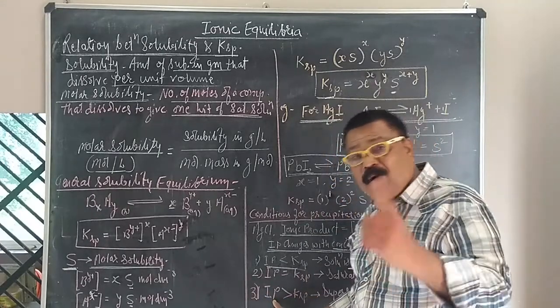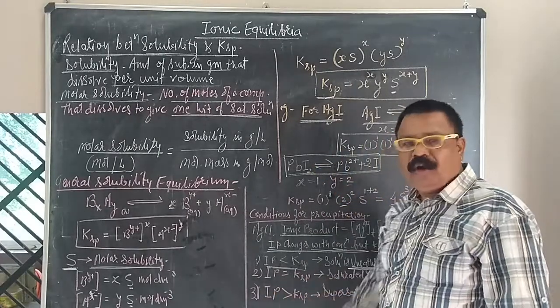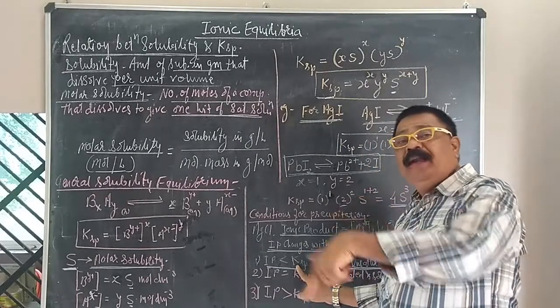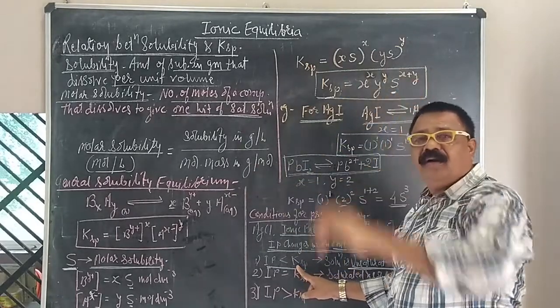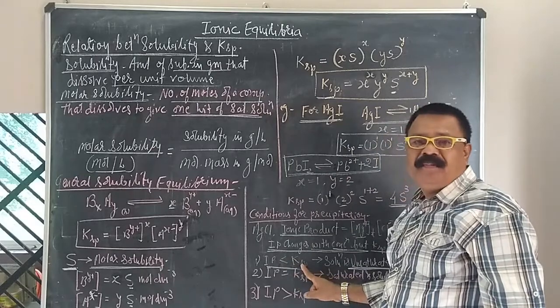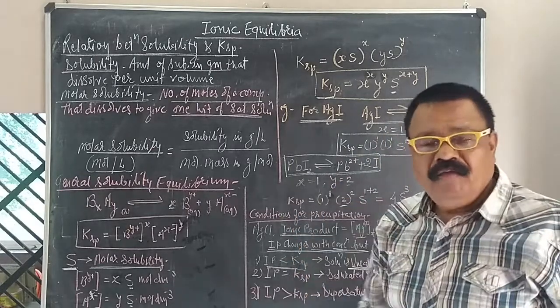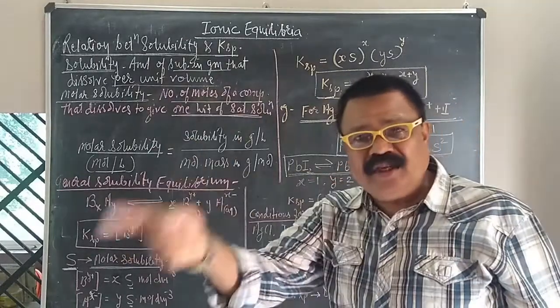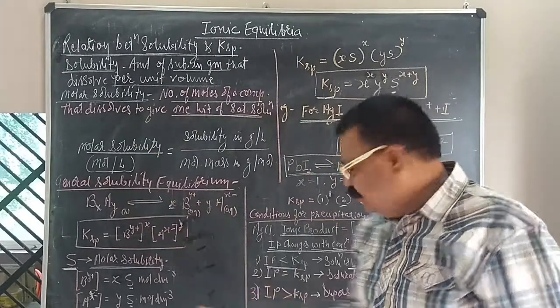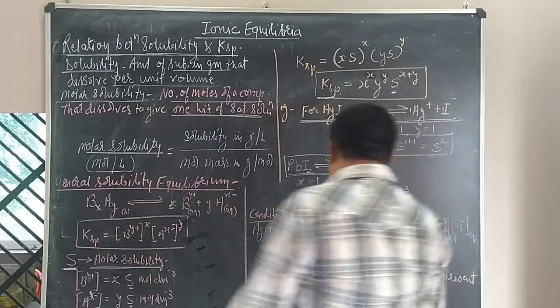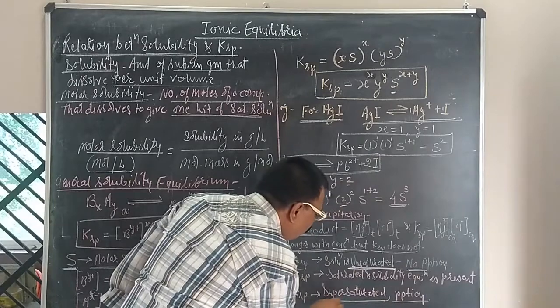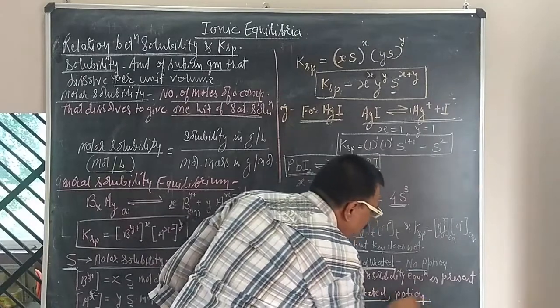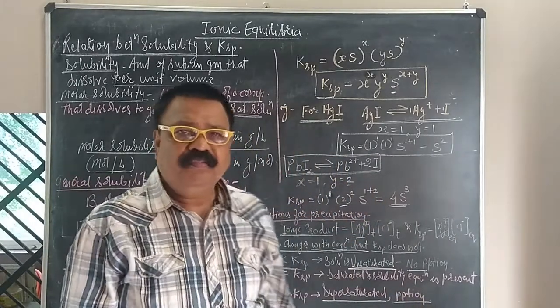When the ionic product is greater than the solubility product, यहाँ पे हमने क्या माना? Solubility product is greater than the ionic product. Ionic product is less than the KSP. अब दूसरी condition, when the ionic product exceeds the solubility product, if it is greater than the solubility product, then the solution becomes supersaturated, where the precipitation occurs.